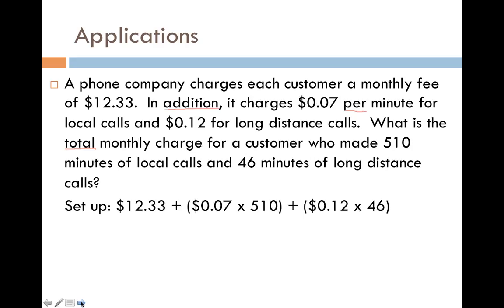Okay, and so here's our problem. Now, can I ask you guys a question? Why do you think we put parentheses around the 7 cent times the 510 and the 12 cent times the 46? Why do you guys think we did that? Excellent, John, because we want to do those first. Anytime we want to do something first, we put parentheses around it. That's actually the order of operation. In order of operation, we always do parentheses first.